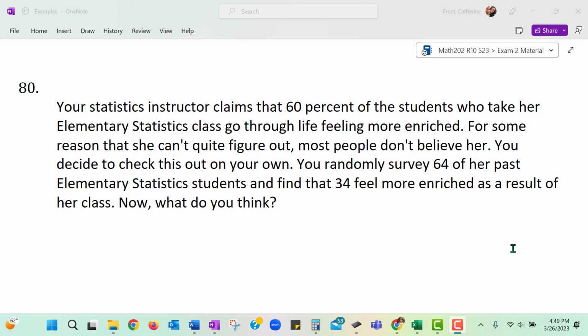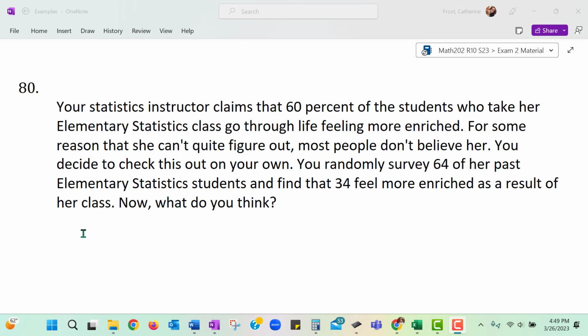So your statistics instructor claims that 60% of the students who take her elementary statistics class go through life feeling more enriched. For some reason that she can't quite figure out, most people don't believe her. You decide to check this out on your own. You randomly survey 64 of her past elementary statistics students and find that 34 feel more enriched as a result of her class. Now, what do you think?